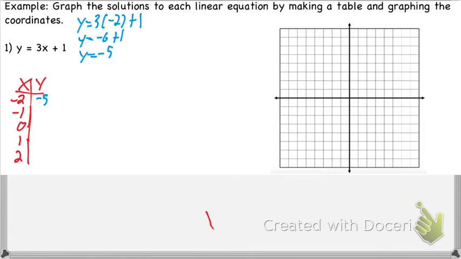So I'm going to go over to my graph, and I'm going to graph -2, -5. That's an xy point. And then you'll do the same thing with -1. Same thing with 0. Same thing with 1. Same thing with 2. I want you guys to go ahead and try the rest of these and graph them.